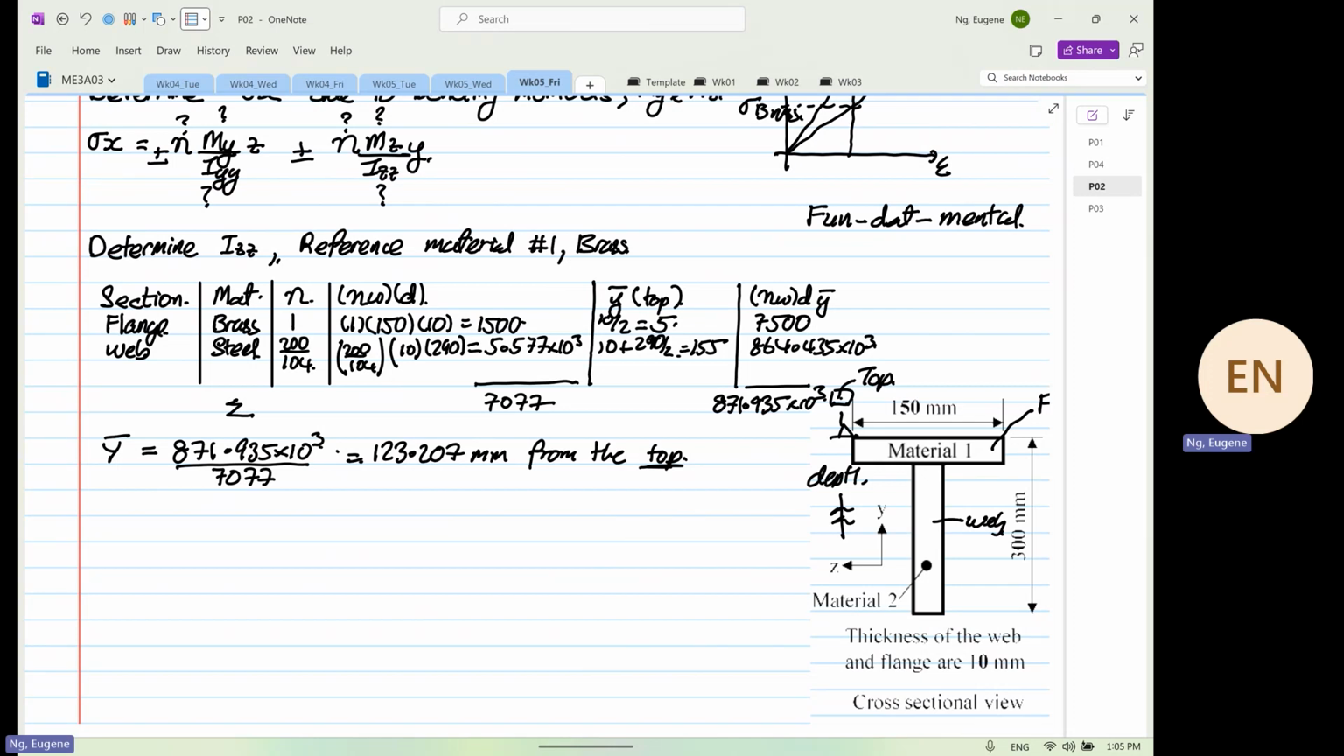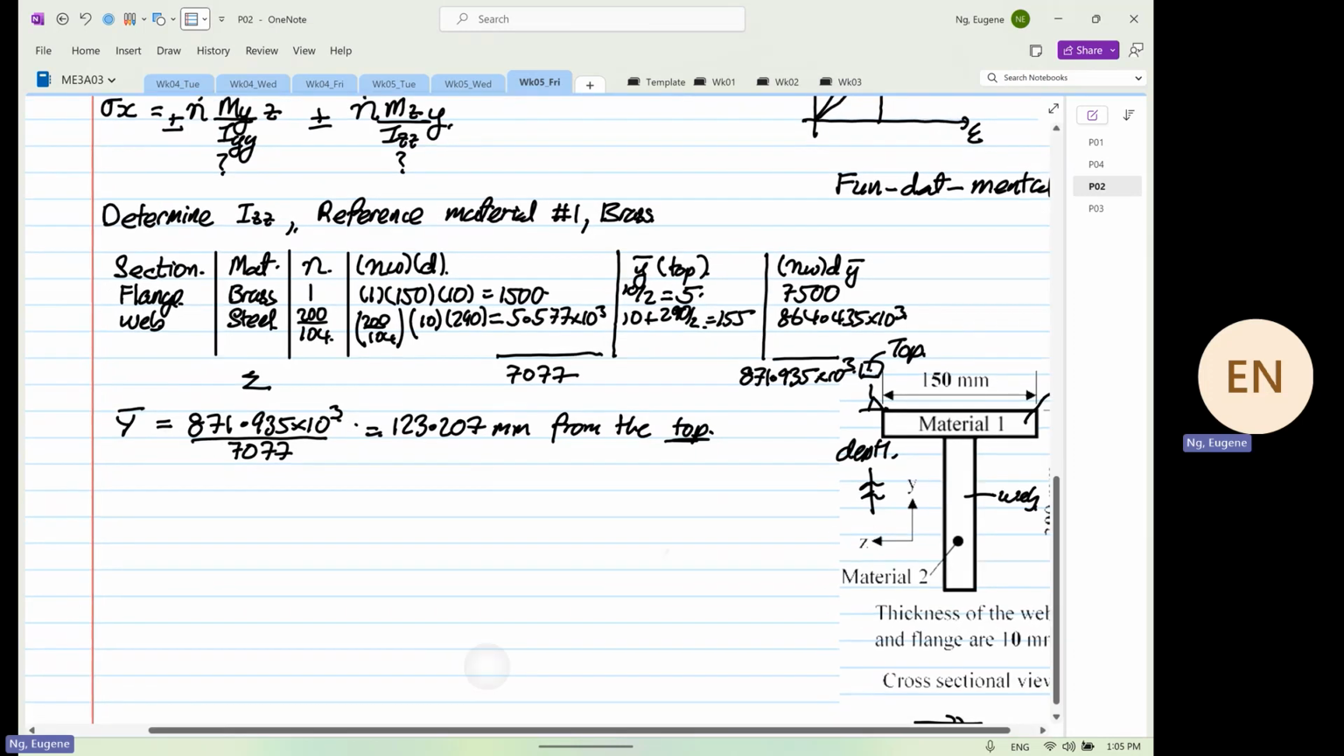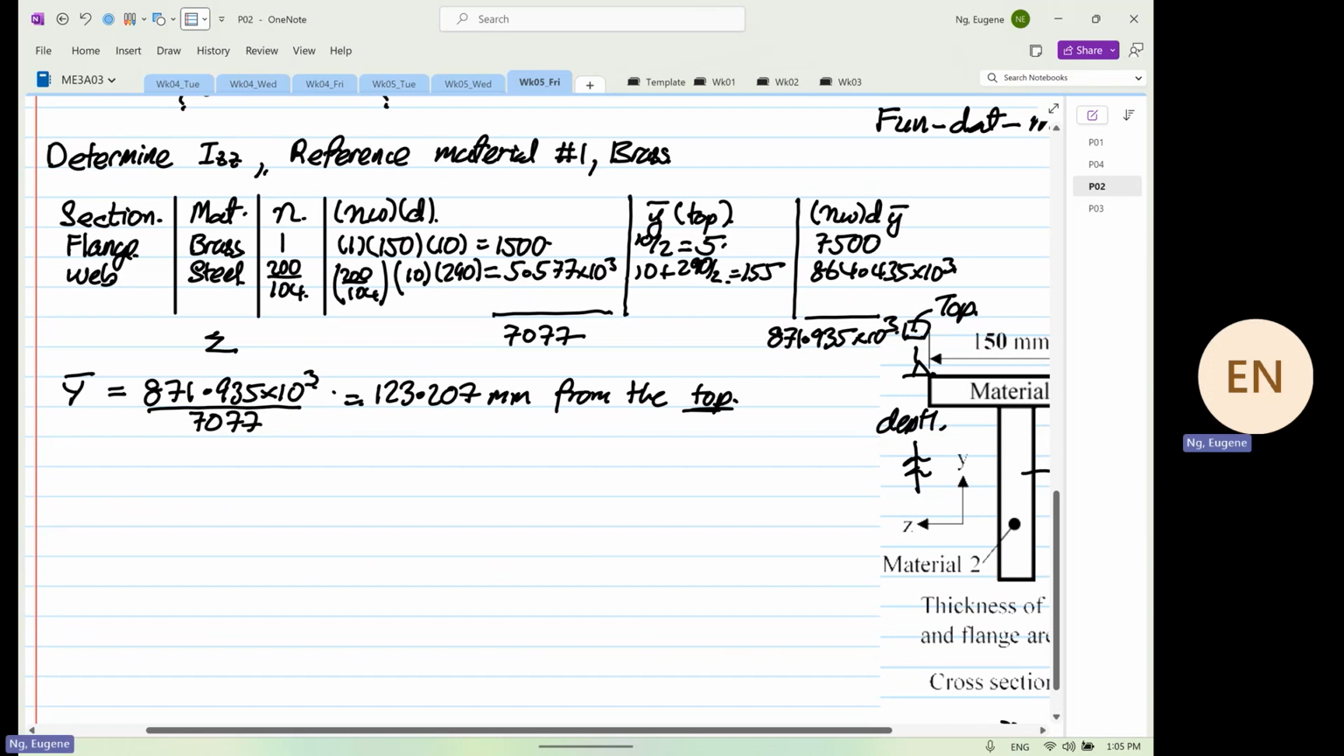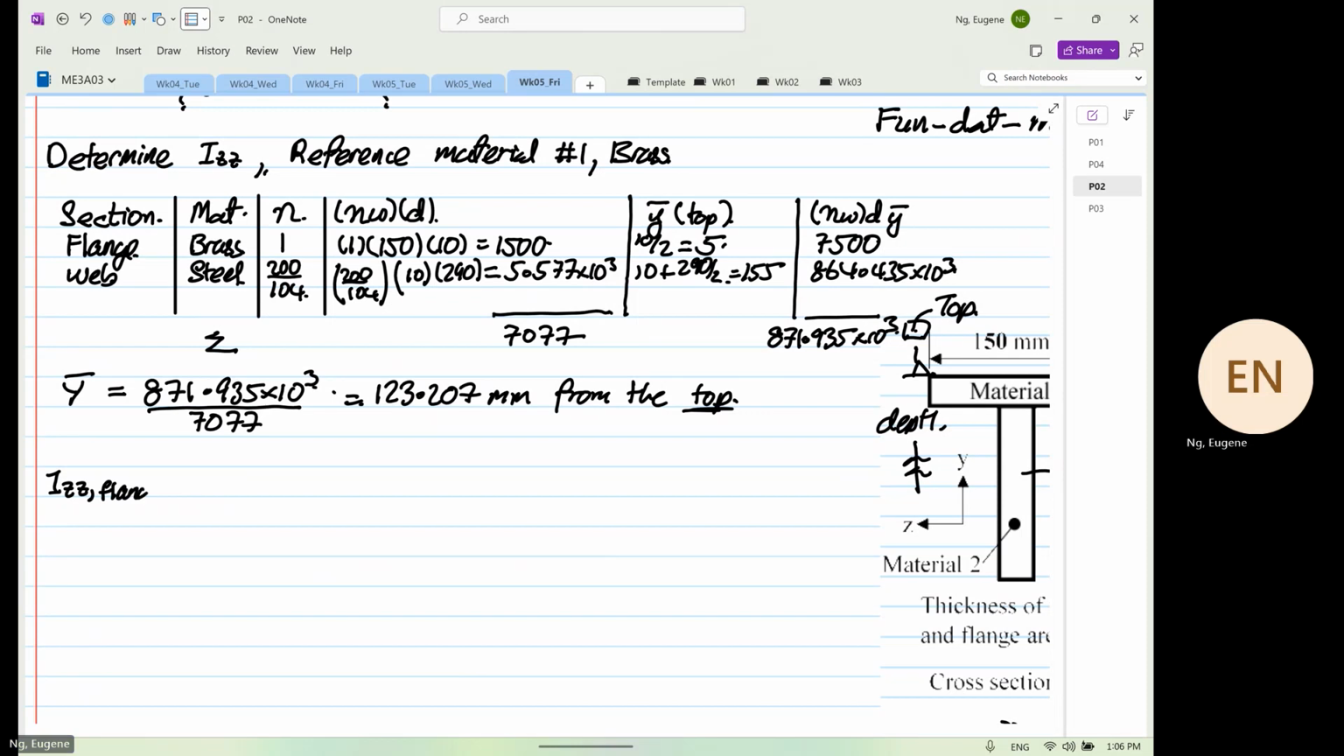Okay, so from here, we are going to find IZZ for the flange. Now this is where what I showed you is really useful. Remember what I showed you? Once you create this table, you cannot go wrong unless your table is wrong. You have to check your table.